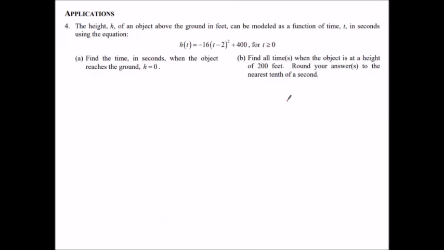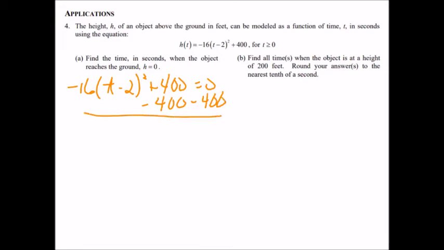All right, the height h of an object above ground in feet can be modeled as a function of time t in seconds using the equation, all of that, as long as t is greater than or equal to 0. Find the time in seconds when the object reaches the ground, so when h equals 0. So what we need to do is set negative 16 (t minus 2) squared plus 400 equal to 0, and then solve it. So I'm going to subtract 400. Negative 16 (t minus 2) squared is equal to negative 400.